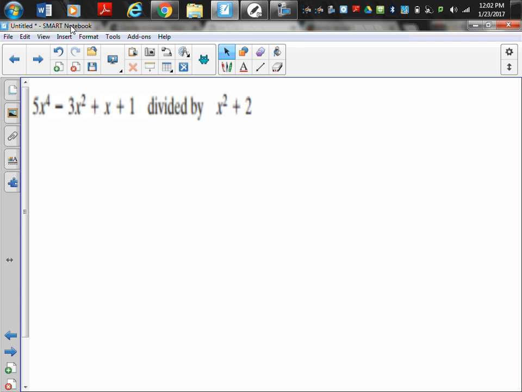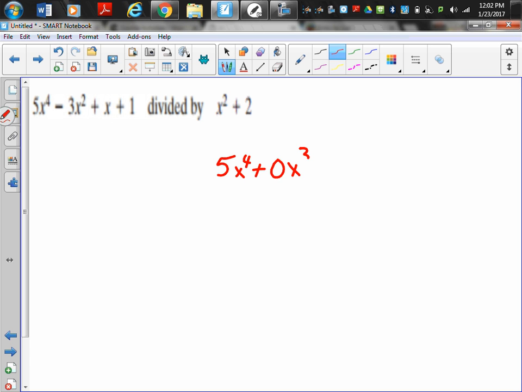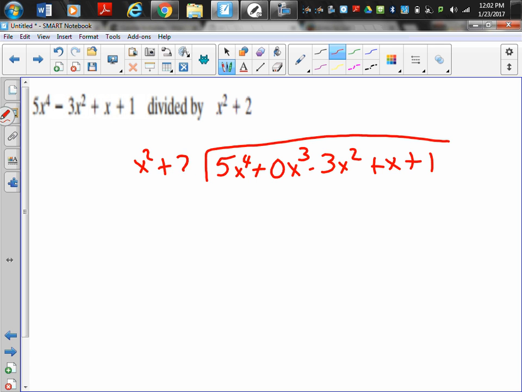So first thing, you have to have it in standard form. That means you have an x to the 4, so you have to have an x to the 3, x squared, x. You have to have each piece. So we're going to write it out. 5x to the 4 plus 0x cubed minus 3x squared plus x plus 1. And this is being divided by x squared plus 2.